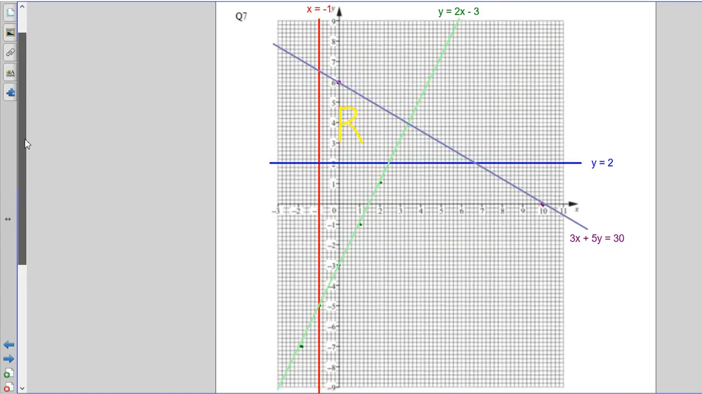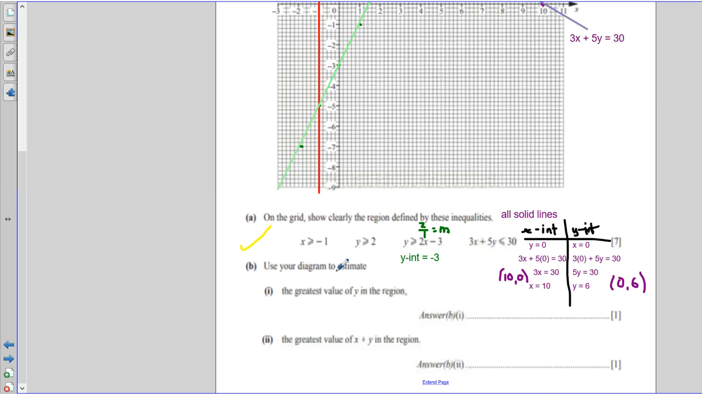Use your diagram to estimate. So note it says use your diagram. So you're forced to use your graph. So it's got to match whatever you've got on your graph. Use your diagram to estimate. Estimate means maybe a range of values are okay. Just the most accurate you can possibly be according to your graph.